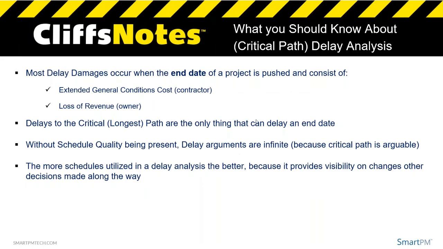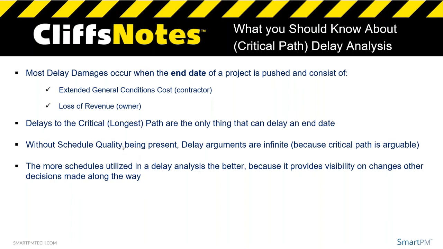And the way in which you get there is by looking at as many schedules as possible, the contemporaneous schedule updates, which requires quality. If your quality is not there, which means your critical path is likely off, well, then your delay arguments are infinite, because anybody can say anything and argue it, and nobody's writing any checks, and that puts projects at risk.